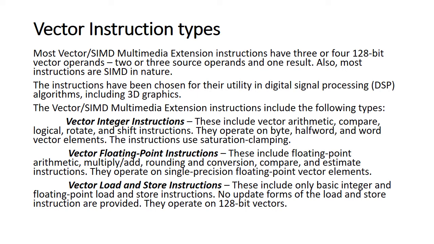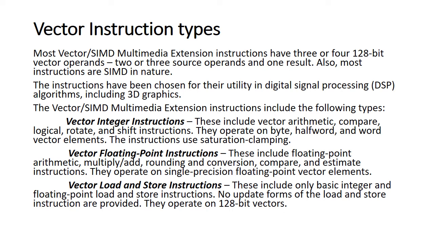The vector instructions have the following types. The first one is vector integer instructions. This includes vector arithmetic, compare, logical, rotate and shift instructions. They operate on byte, half word or word vector elements. The second one is vector floating point instructions. This includes floating point arithmetic, multiply or add, rounding and conversions, compare and estimate instructions. They operate on single precision floating point vector elements.